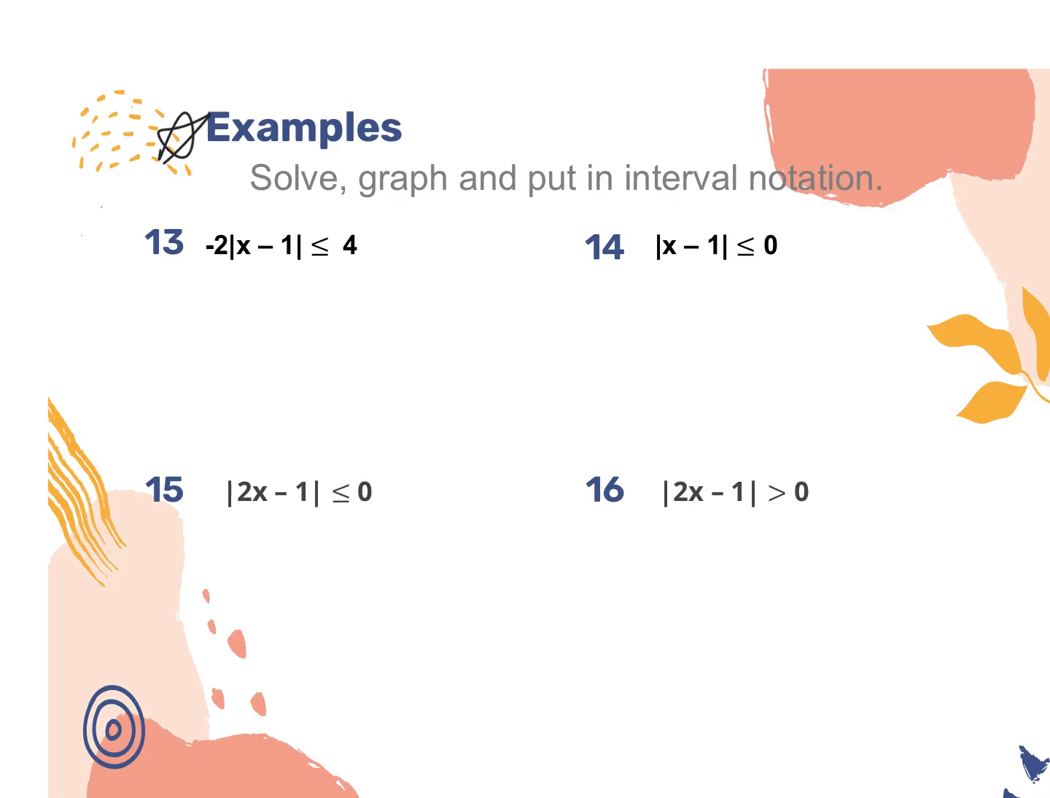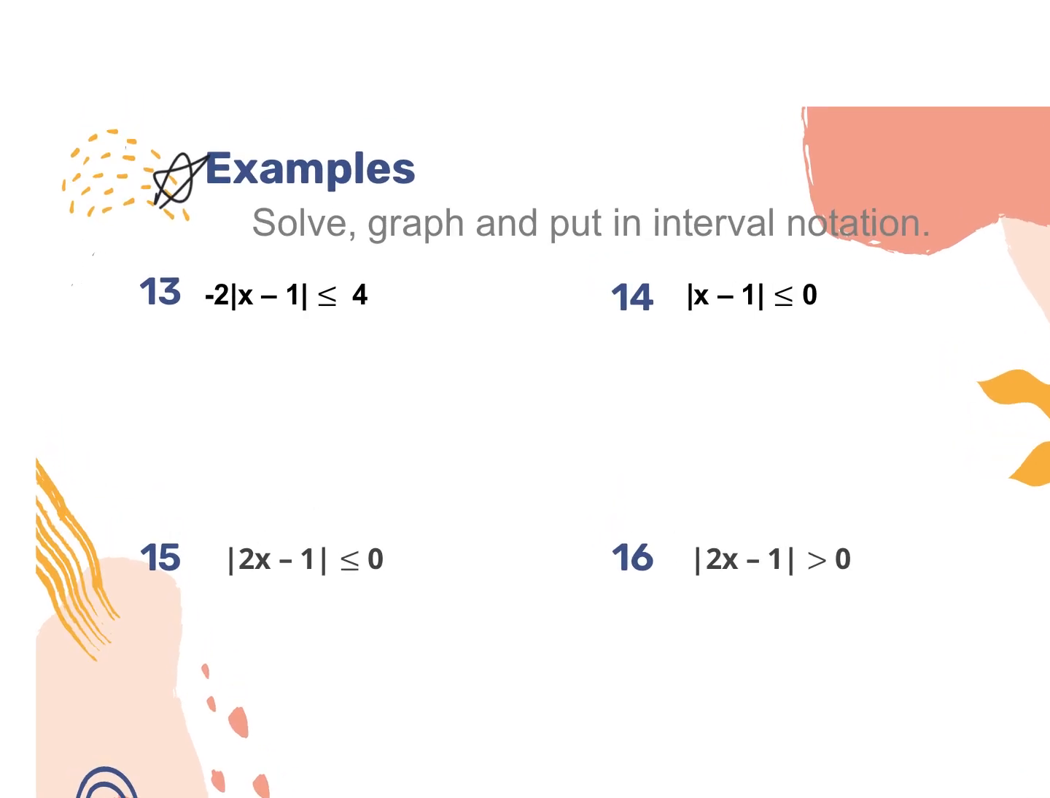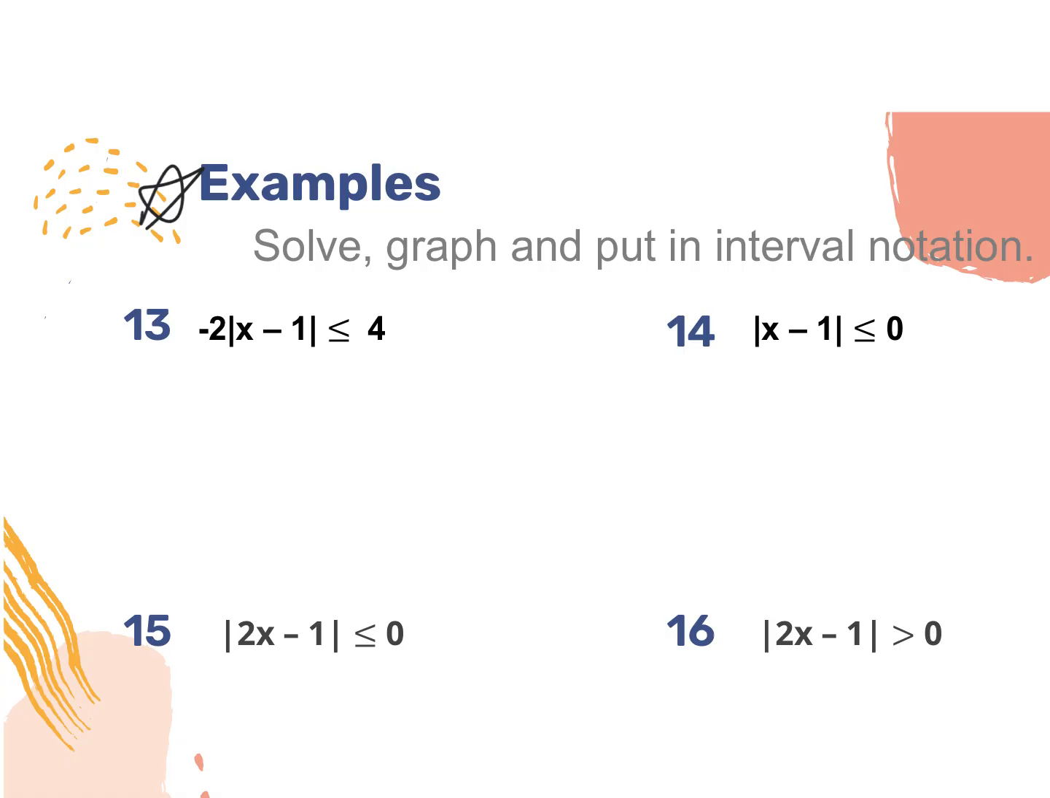Starting with this first one, number 13. If I have -2 on the outside of my absolute value, I'm going to divide both sides by -2. That part's not new; we did that in the previous slide. So then I get the absolute value of x minus 1 is greater than or equal to -2. Again, dividing by a negative, you would flip the inequality. Sorry, absolute value of x minus 1, all right?